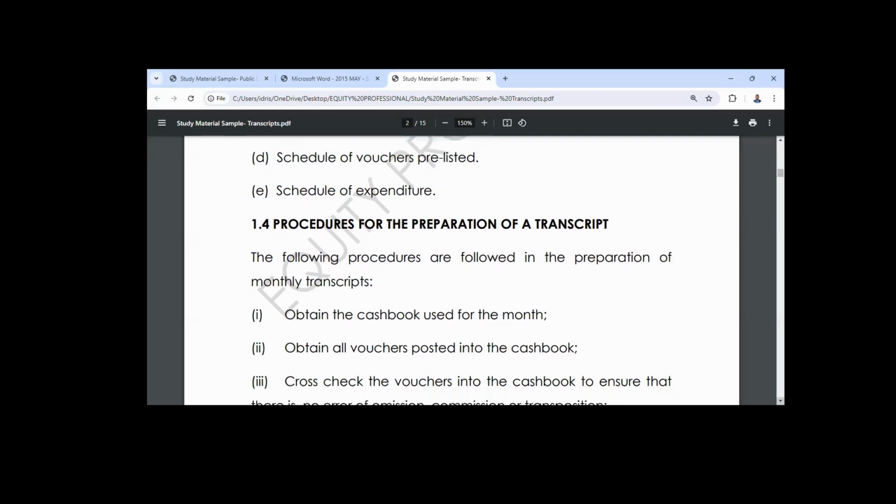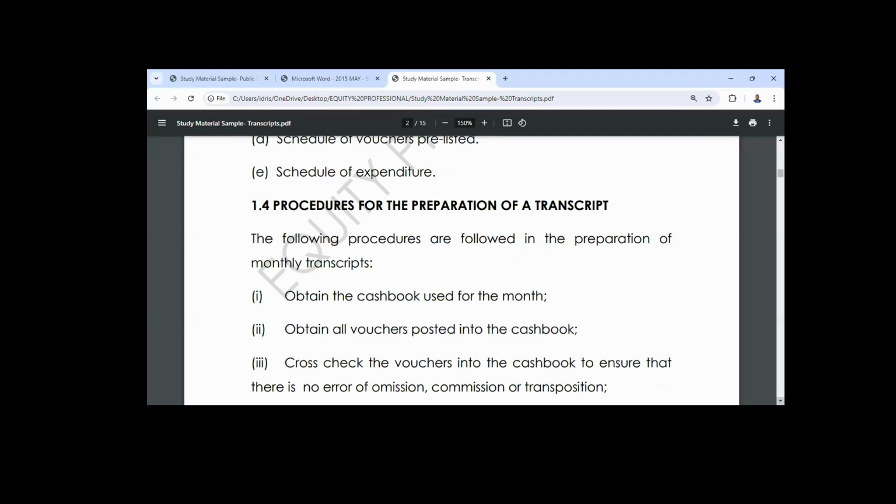Number two step, obtain all vouchers posted into the cash book. All the payment vouchers posted into the cash book, you need to get them. Number three step is to cross-check the vouchers against the cash book to ensure that there is no error of omission, commission, and transposition.